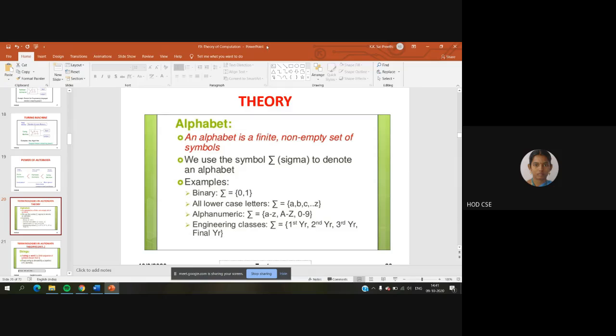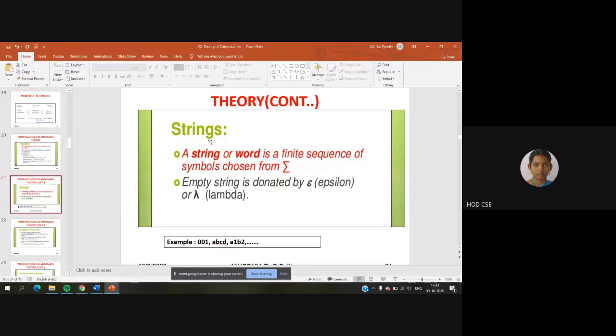Okay. And engineering classes, another example. So we can have 4 years of engineering classes. It may be first year, second year, third year, and final year. All the elements should be enclosed in curly braces. Okay. Next is strings. String is nothing but a word. It is a finite sequence of symbols chosen from sigma. The string is a sequence of symbols chosen from sigma.